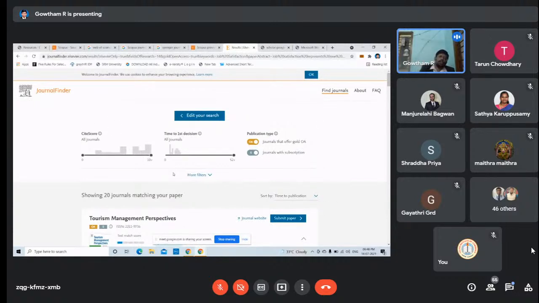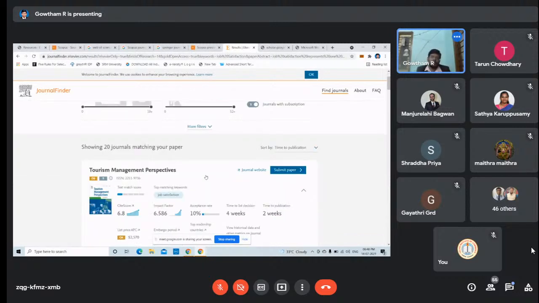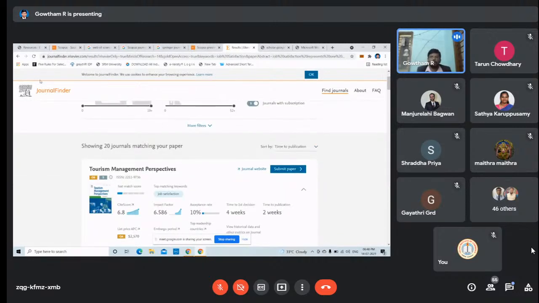So this is how we can do the journal selection. This is just with regard to Scopus. Different journals and different publishers have different practices. Now, how to design my article for this journal?